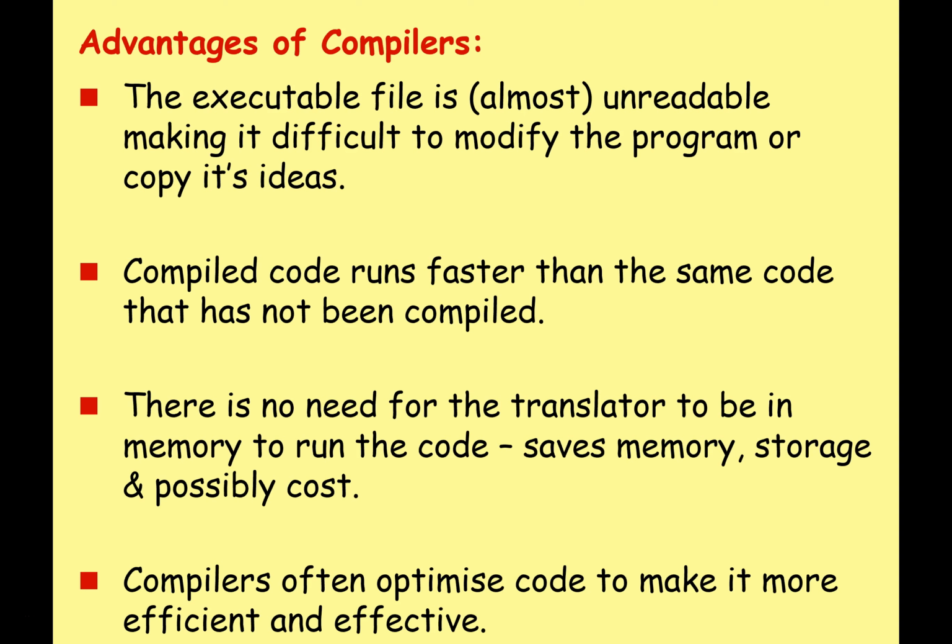Compiled code runs faster than the same code that has not been compiled. There is no need for the translator to be in memory to run the code. This saves memory, storage, and possibly cost. Because compilers look at the whole code all at once, they can look for common patterns and ways to optimize it to make it more efficient and effective.